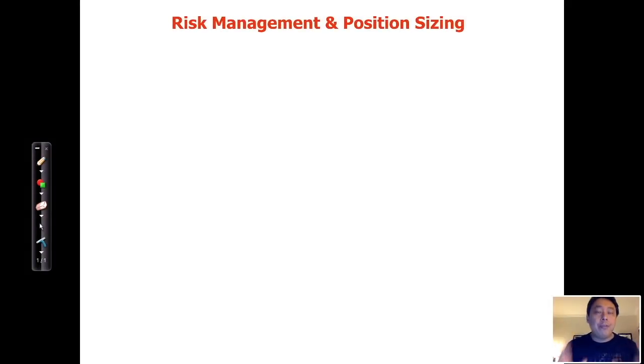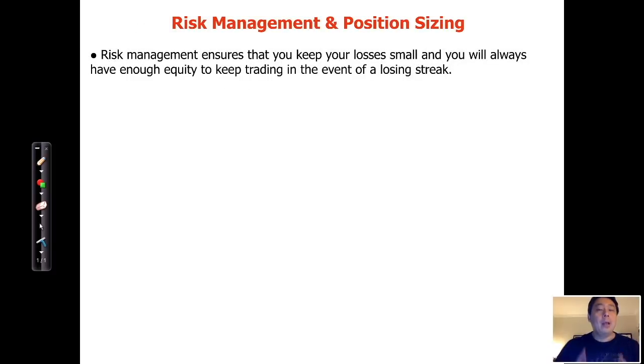All right, so let's review our rules one more time. Risk management ensures that you keep your losses small and you will always have enough equity to keep trading in the event of a losing streak, which is inevitable in trading. No matter how good you are, you go through periods of winning streaks and periods of losing streaks. And you've got to ensure that when you go through a losing streak, it doesn't wipe you out. It keeps you in the game, all right?